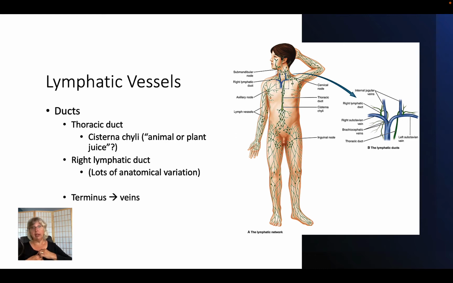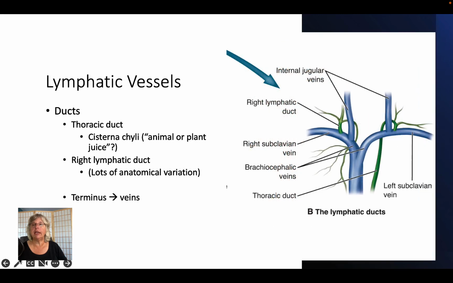Remember, all of this is moving against gravity, but if you think about sucking on your straw, it is sucking lymph all the way up. And eventually that thoracic duct dumps into the left subclavian vein here, and I'll give you a name for that junction spot in just a moment.